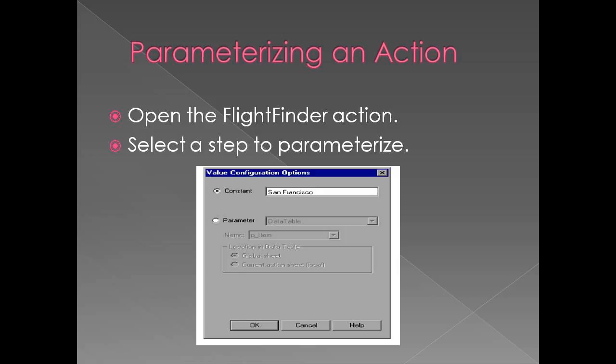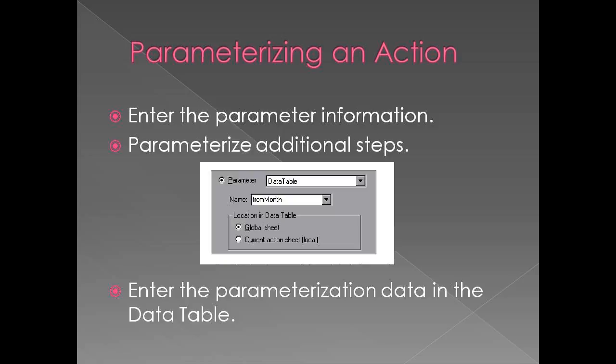QuickTest automatically adds the Arrival column to the global datasheet and inserts San Francisco into the first cell of the Arrival column. 4. Parameterize additional steps. It is not logical for a single customer to fly to 2 different locations on the same dates, so it makes sense to parameterize the departure and arrival dates.